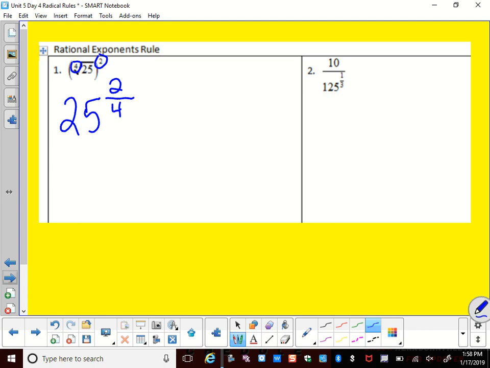Your root is always inside your radical. The root's going to be on the left. Yep, your root is always on the inside. Your power is like an exponent. Put this into your calculator. What is 25 to the power of 2 over 4? You should get 5.